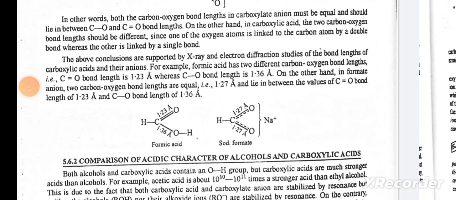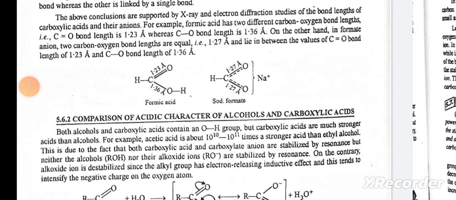In other words, both the carbon-oxygen bond lengths in carboxylate anion must be equal and should lie in between C=O and C-O bond lengths. On the other hand, in carboxylic acid, the two carbon-oxygen bond lengths should be different, since one of the oxygen atoms is linked to the carbon atom by a double bond, whereas the other is linked by a single bond.